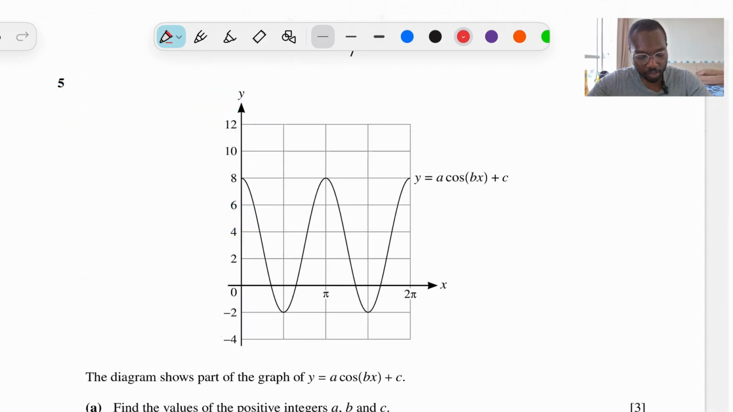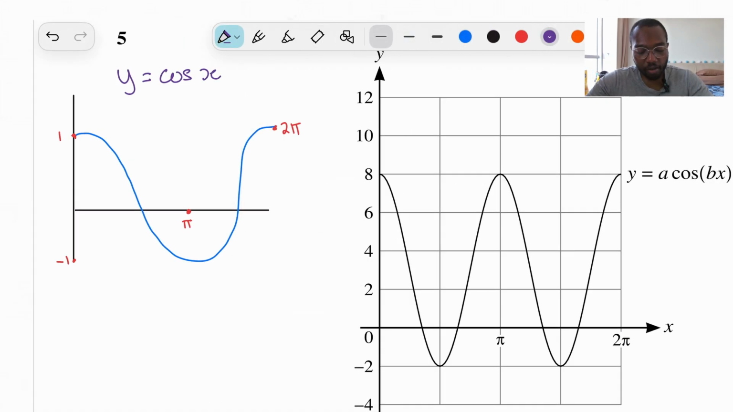So for this question, we have part of the graph of y equals a cos bx plus c, and we need to find the values of the positive integers a, b, and c. So how can we go about this? What I've done is I've just drawn a rough sketch of y equals cos x, and as you can see, this is a graph of y equals cos x.